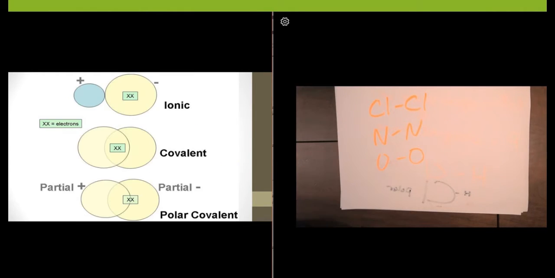So this is just like a quick visual of the three different types, and these little X's represent your electrons. Not really, because we know that the electrons are orbiting around, but it's just a way that you can see it.